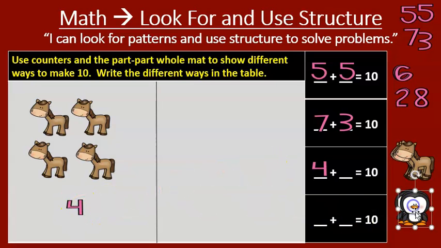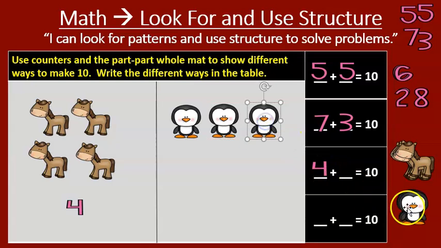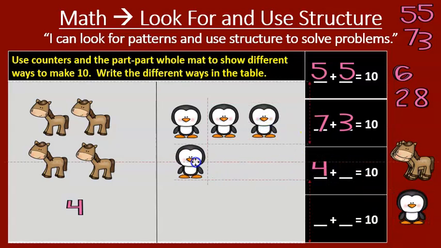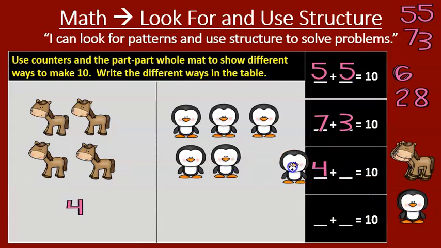4, 5, 6, 7, 8, 9, 10. Now look, boys and girls. We have horses and penguins. Together, they all equal 10 again.